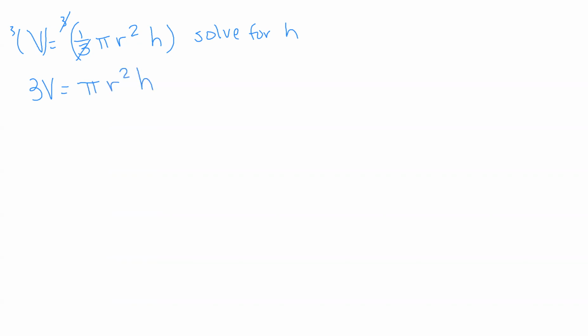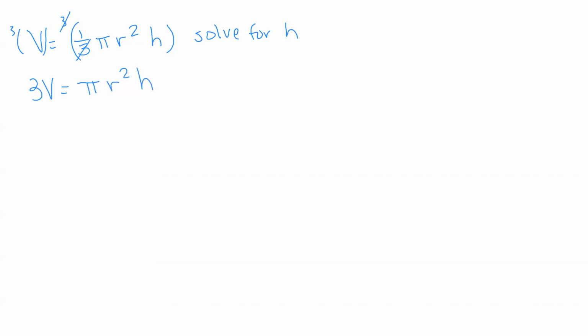Let's say we have V equals 1/3 pi r squared times h. This is the volume of a cone. And let's say our first order of business is to solve for h. Okay. So for me, I'll generally get rid of the denominators or the fractions first. So I'm going to multiply both sides here by 3. So I get 3V equals, and then on the right, the 3 and the 1/3 cancel to just be 1. So I get 1 times pi r squared h.